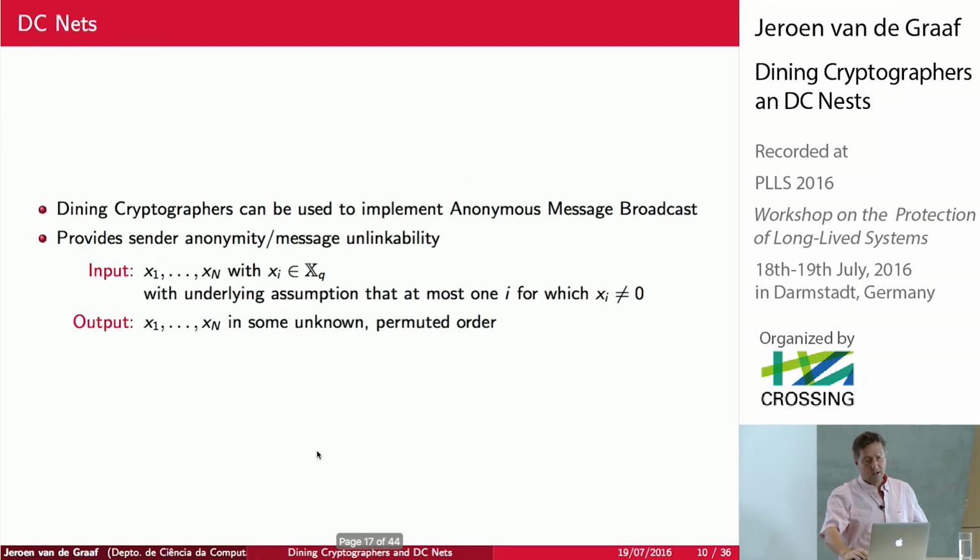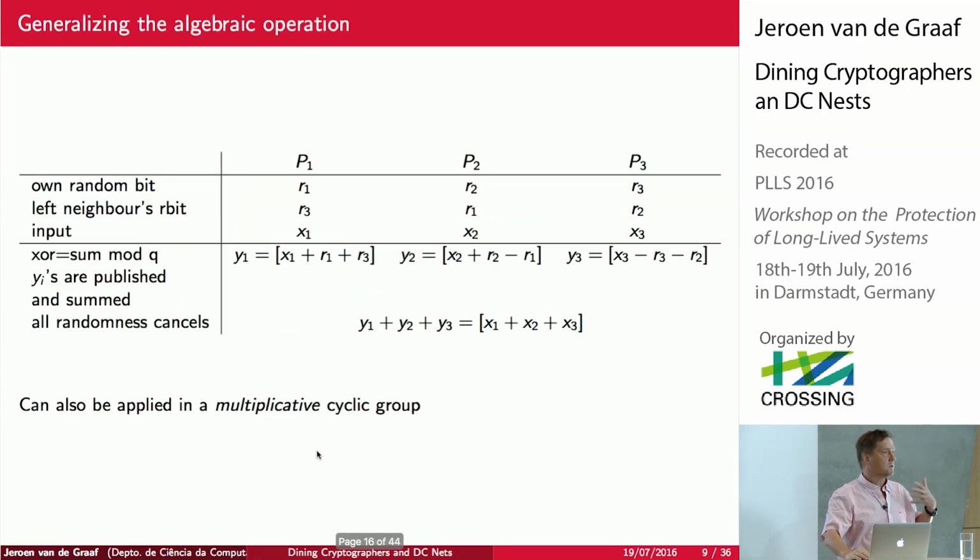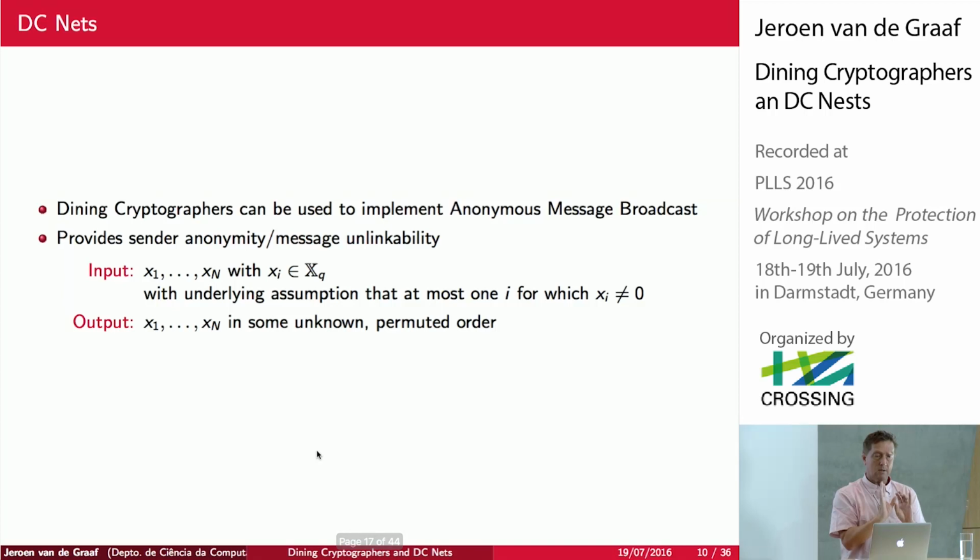The way I try to think of it is that the first part is what I will call dining cryptographers, but now we're going to work on DC-nets. So we're going to take the basic dining cryptographers protocol and try to implement anonymous message broadcast. The idea is that what we want to accomplish is sender anonymity or message unlinkability. Think of Twitter. You want to have a Twitter service in which people can post short messages, but it's completely anonymous.